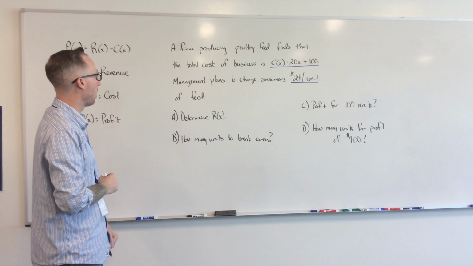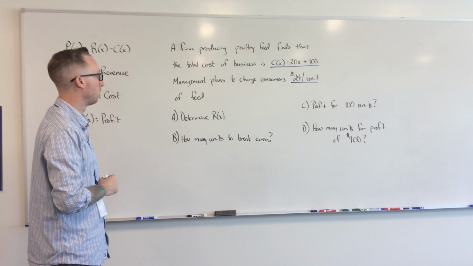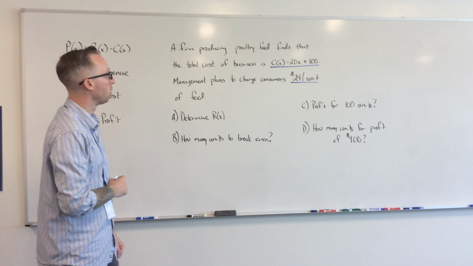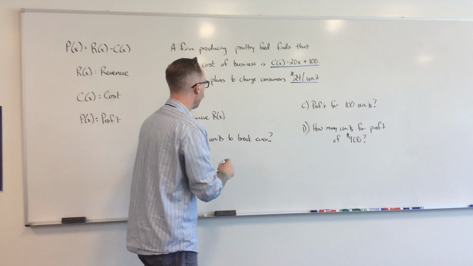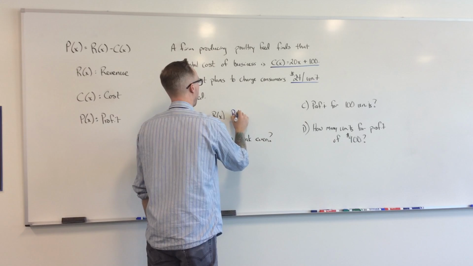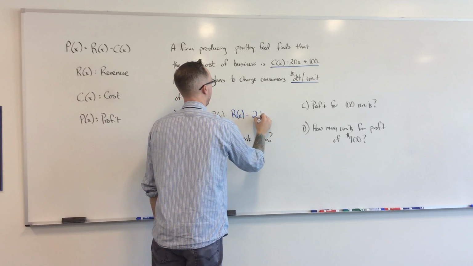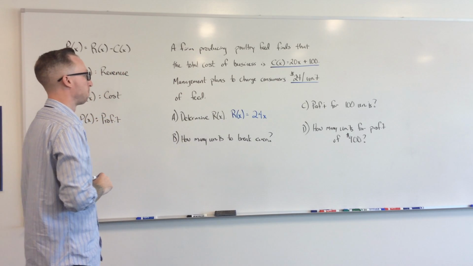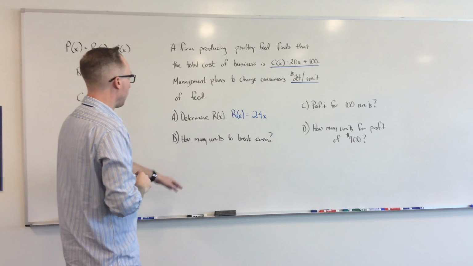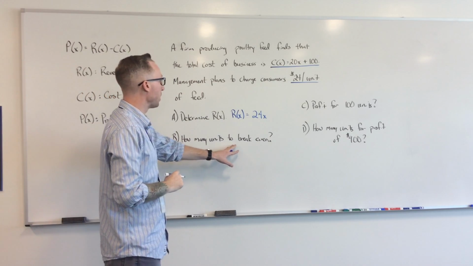Let's use that to answer part A. Determine R of X. We're getting $24 of income for every X unit of feed sold. So our revenue function, R of X, should be 24X. Okay. How many units to break even?